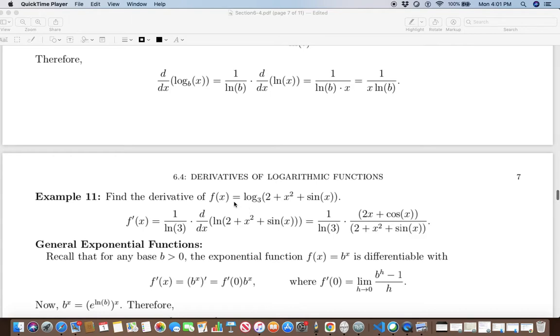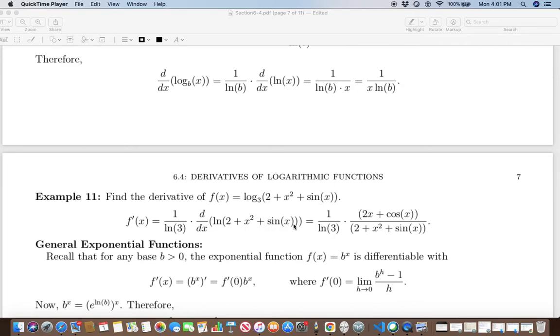Find the derivative. f(x) is log base 3 of 2 plus x squared plus sine x. So this calls for chain rule. First, log base 3. You are going to divide by natural log 3 when you take the derivative. Right? 1 by natural log of 3 times the derivative of natural log of 2 plus x squared plus sine x.